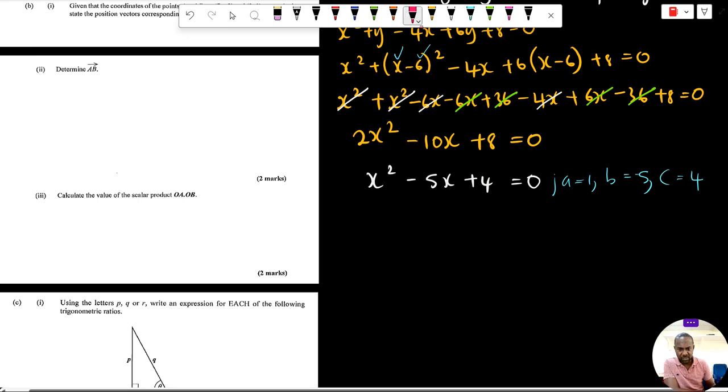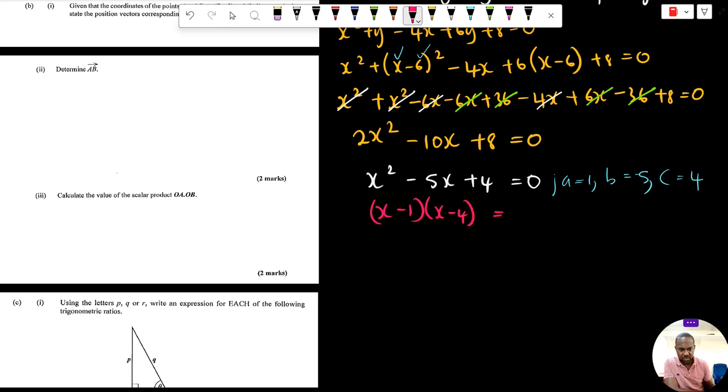And so therefore, when we factorize this, what we're going to get is this. (x - 1)(x - 4) = 0, which means x - 1 = 0, so x is equal to 1, or x - 4 = 0, which means x is equal to 4. So these are the x coordinates of our 2 points of intersection.